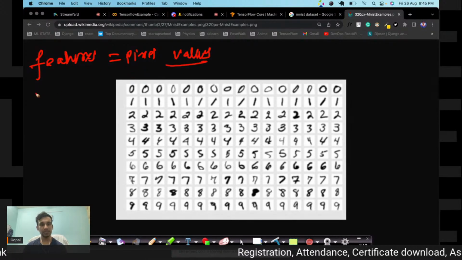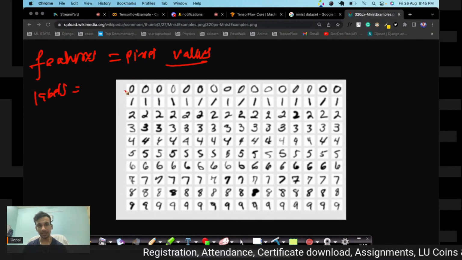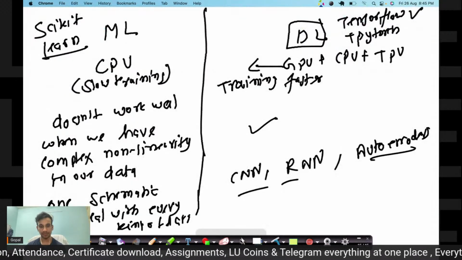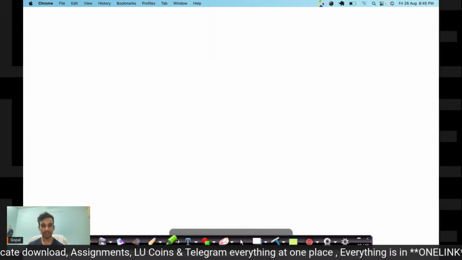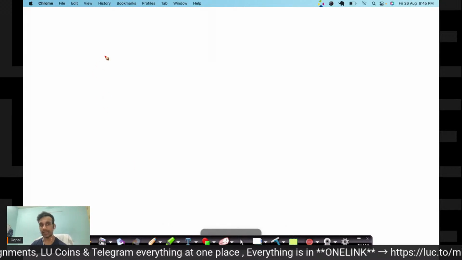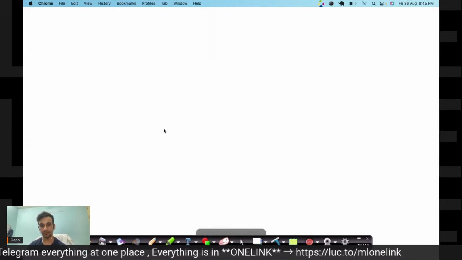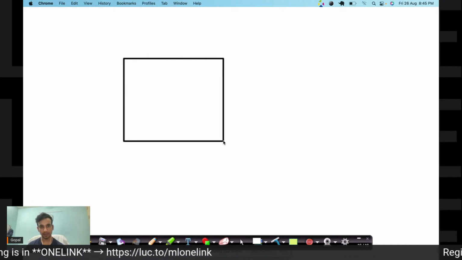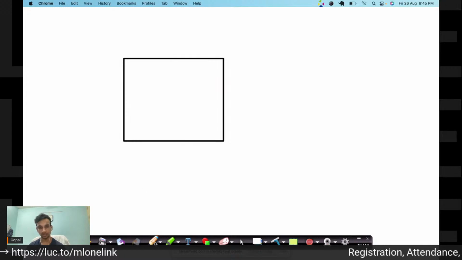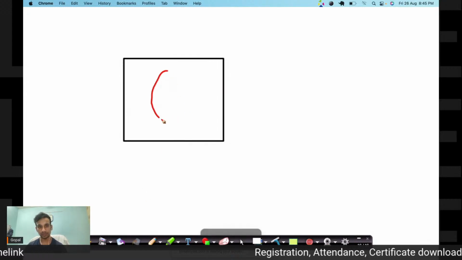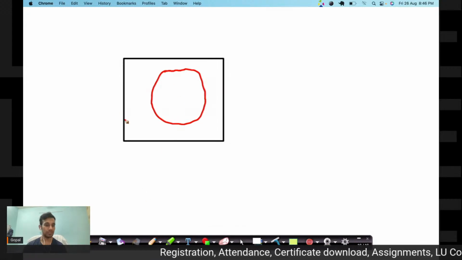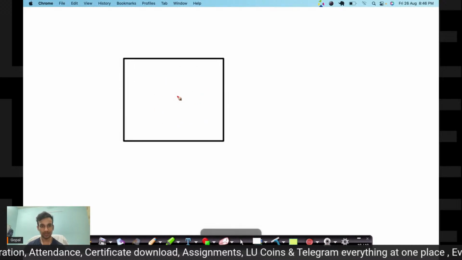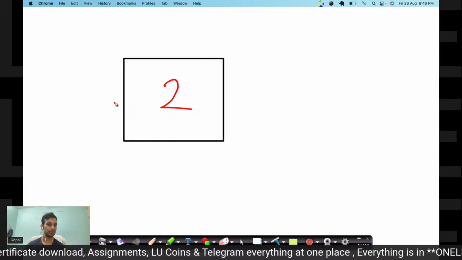Okay, and labels will be like 0, 1, 2, 3. So let us say we have the image as a rectangle. This is the frame of that image, assume, and I draw here 0. This is an image. Okay, this is a 0. Like, this is weird. I would rather draw it as, let's say this is 2. Okay, this is the image.